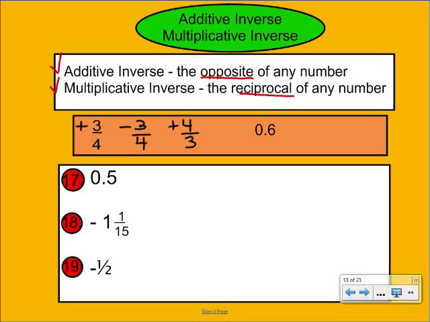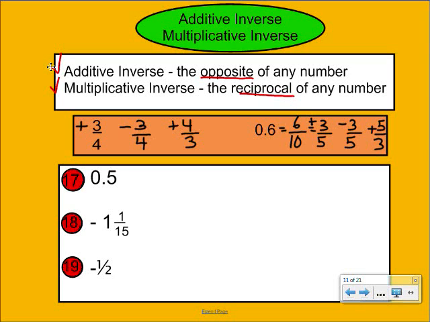In my second example as a decimal, this would be 6/10. And I'm going to write it as 6/10. I'm going to simplify that to 3/5, and it's positive. The additive inverse would be the opposite, which is a negative 3/5. And the multiplicative inverse would be the reciprocal, which is a positive 5/3. Look at the three problems that you just did with rational numbers, 17, 18, and 19. Could you now add on the additive inverse and the multiplicative inverse for those three problems? Pause the video cast while you work.